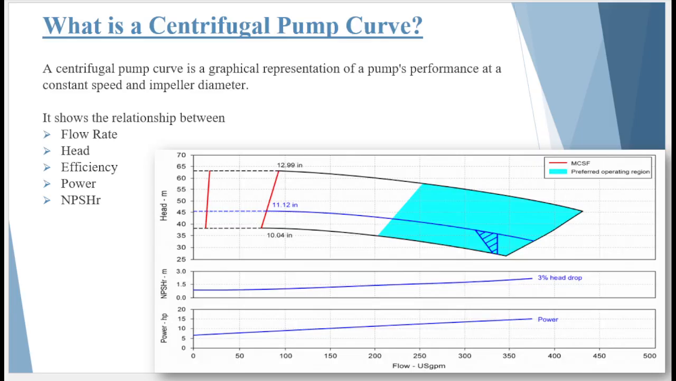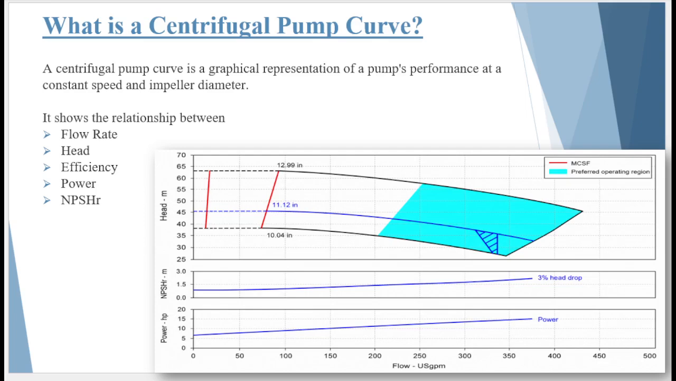Before we learn how a pump curve is developed, let's first understand what it actually is. A centrifugal pump performance curve is simply a graph that shows how a pump performs under different operating conditions. It is developed for a constant pump speed and a fixed impeller diameter, so any change you see on the graph is due to a change in the flow rate.